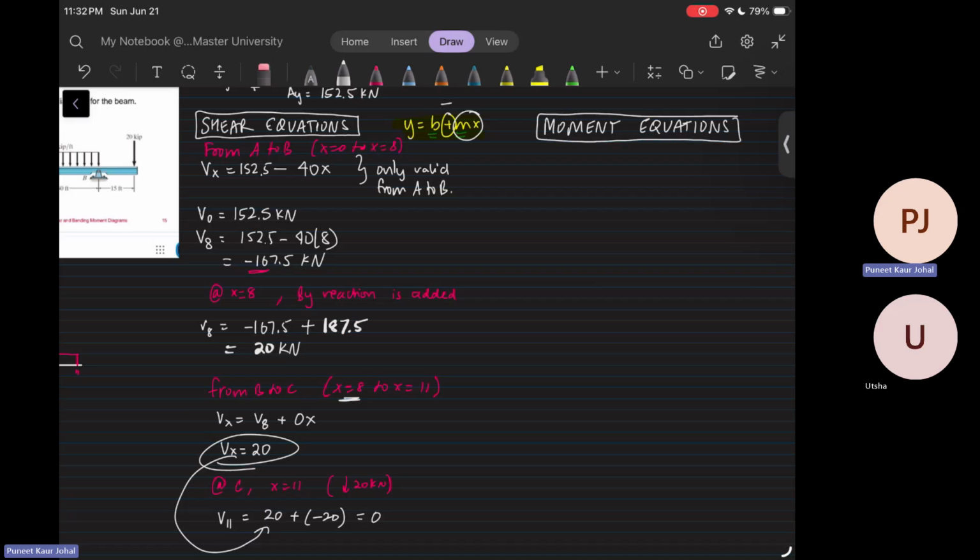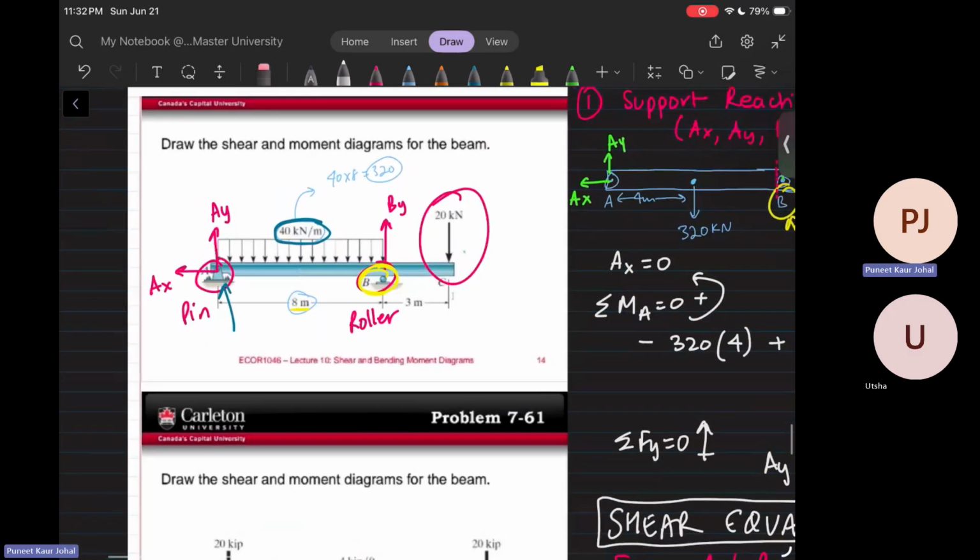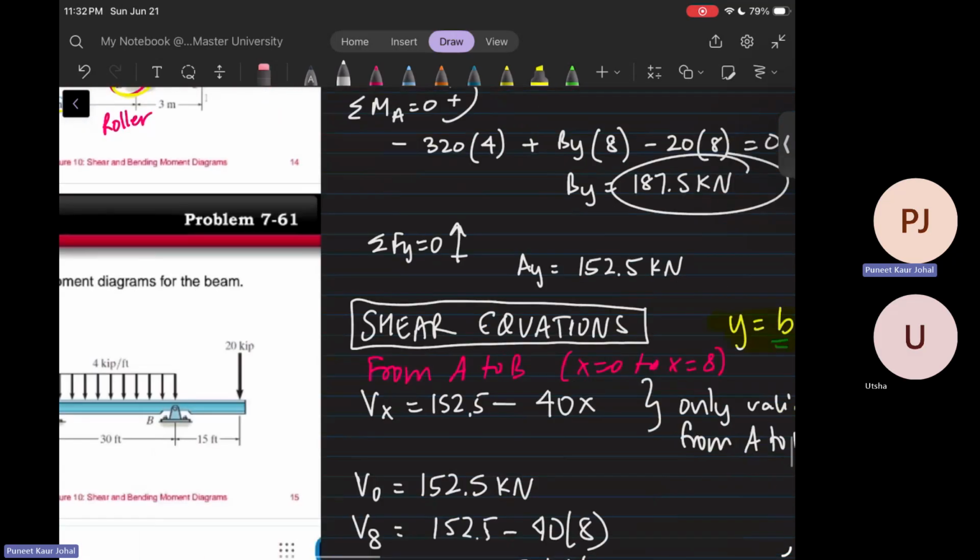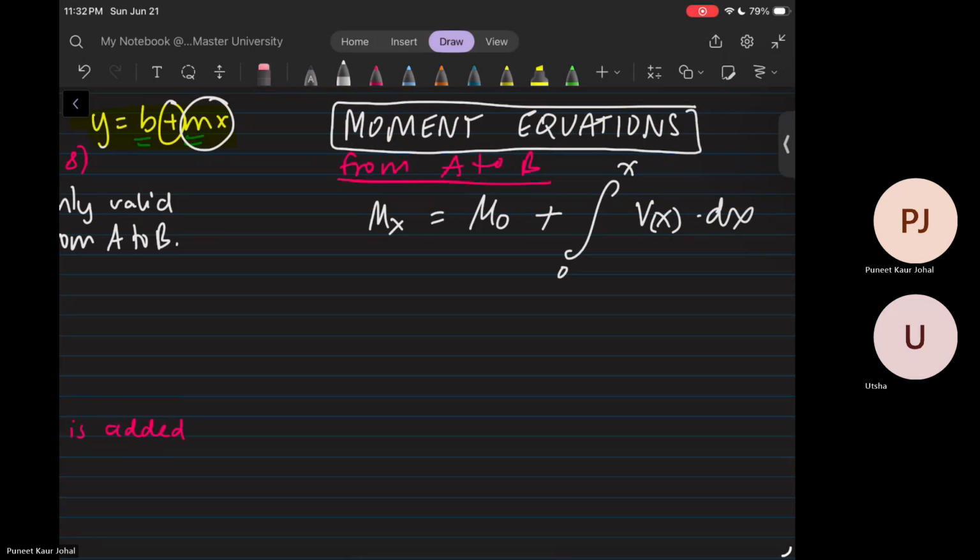So for example, from A to B, exactly here, here's what a moment equation looks like. This plus the integration from 0 to x of Vx dx. So the moment at A, it's a pin. It does not restrict bending moment. And so there is no moment at A position. So at 0 position, there's no moment here.